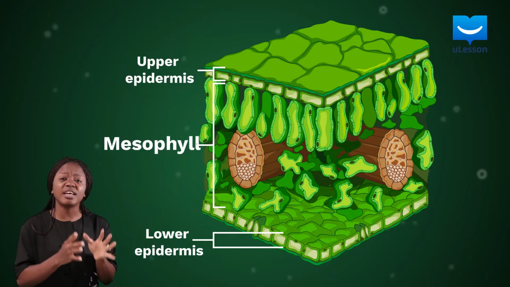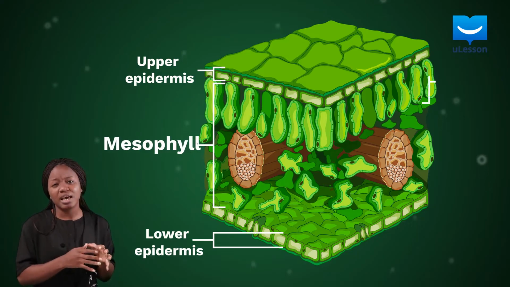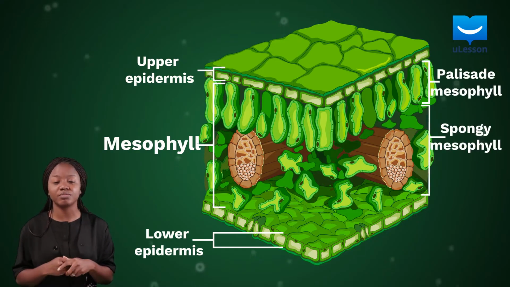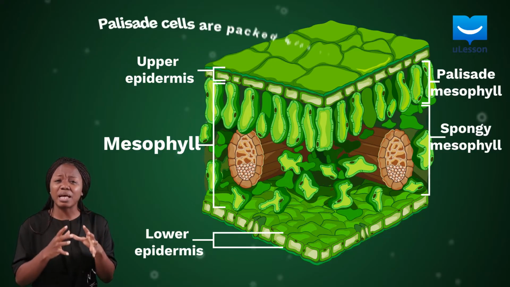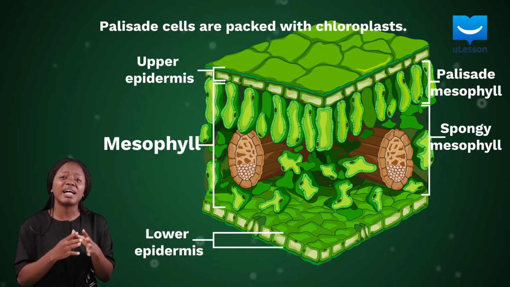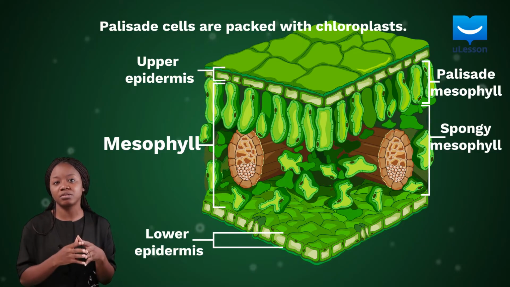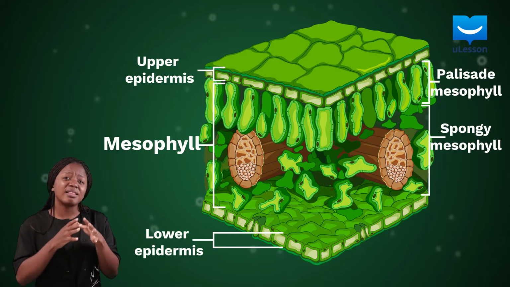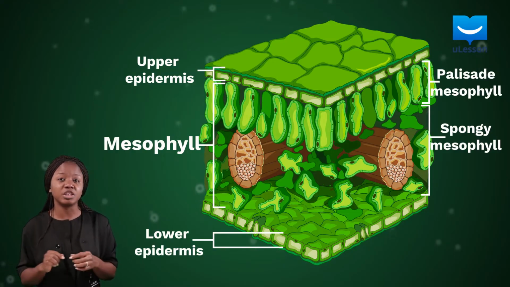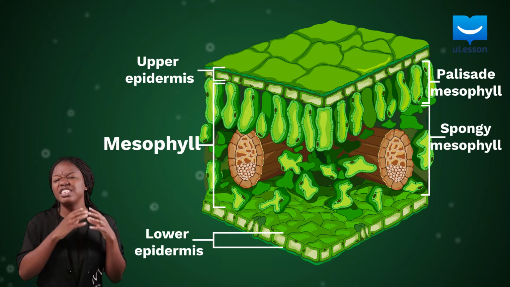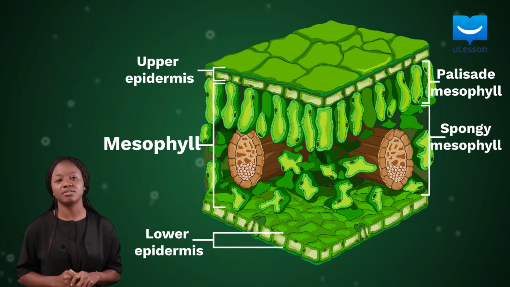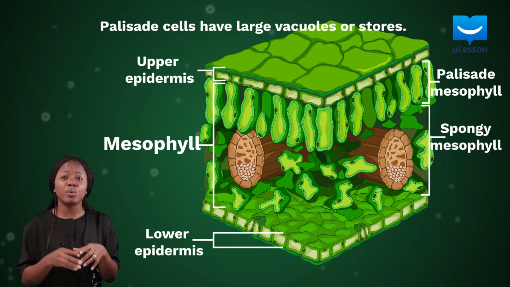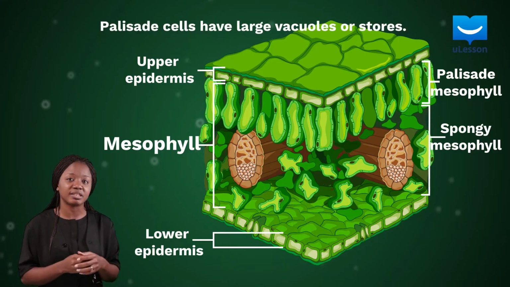Now to what I would regard as the most important layer, the mesophyll. It is rich in cells that contain chloroplasts, and it is split into the palisade mesophyll and spongy mesophyll. The palisade cells are packed with chloroplasts and lie at a right angle to the upper epidermis. That's at 90 degrees. These chloroplasts lie at the periphery or outer edge, and this arrangement allows for easy activation during photosynthesis. The palisade cells also contain large vacuoles where they store the products of photosynthesis.